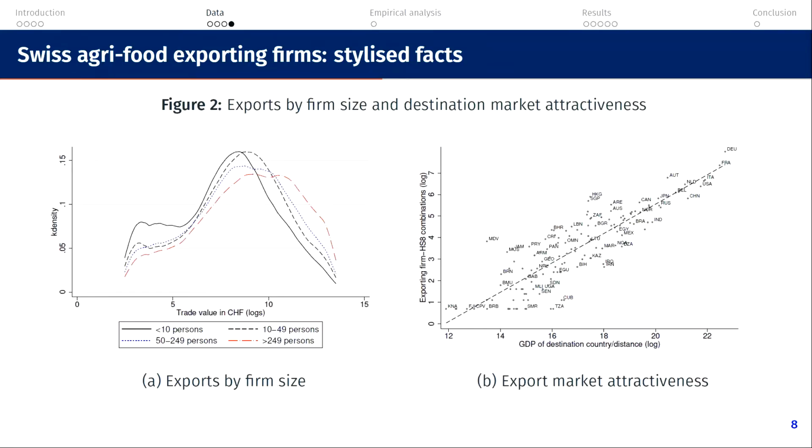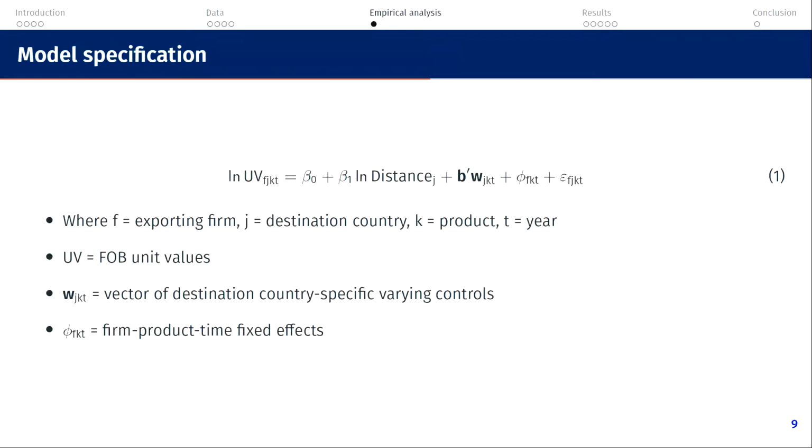According to firm size, where I define firm size based on the number of people that the firm employs, we see that the larger the firm, the more they are also exporting. And on the right-hand side, what we see is a simple gravity relationship where a lot of firms export to richer countries. So we see here that the Swiss firms are exporting most of their products to Germany, France, Italy, the US, China, which are a lot of rich countries.